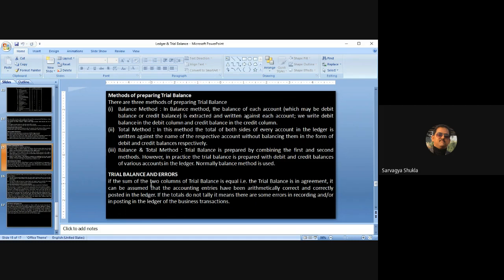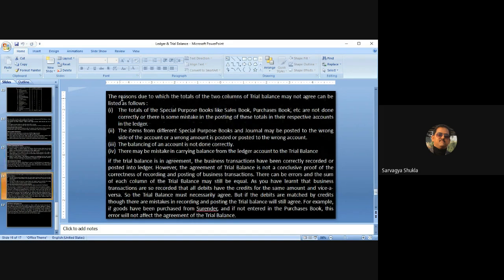If the sum of the two columns of the trial balance is equal, that is, the trial balance is in agreement, it can be assumed that the accounting entries have been arithmetically accurate and correctly posted in the ledger. If the totals do not tally, it means there is some error in recording and/or in posting in the ledger of the business transactions. The reasons due to which the totals of the two columns of the trial balance may not agree can be listed as follows.